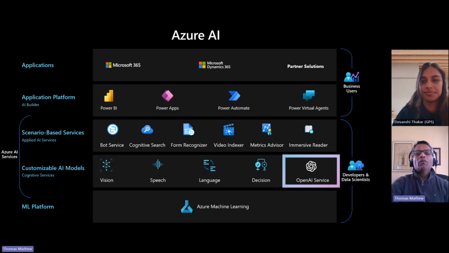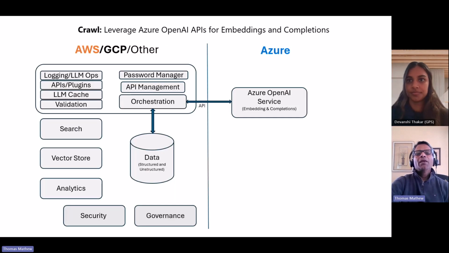I want to give a high-level view of the stack. Azure OpenAI serves as an integral element of the broader Azure AI services. Underlying all this is Azure Machine Learning, which is an end-to-end platform for building, training, and deploying machine learning models. Azure AI Services provides out-of-the-box, pre-built, and customizable APIs and models. Sitting on top are typically applications that leverage the underlying AI services. So with that, let me turn the floor to Devanshi, who's going to walk us through the crawl, walk, run approach. Thanks so much, Thomas.